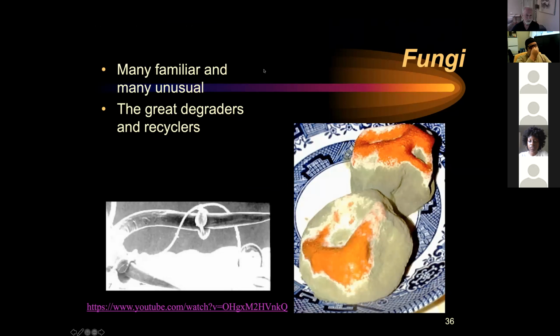Fungi interact with humans all the time. They're the great degraders. Wherever they are, they're secreting enzymes and digesting things. If it weren't for fungi, the whole planet would fill up with detritus. Everything that isn't being used gets degraded, usually by a fungus.